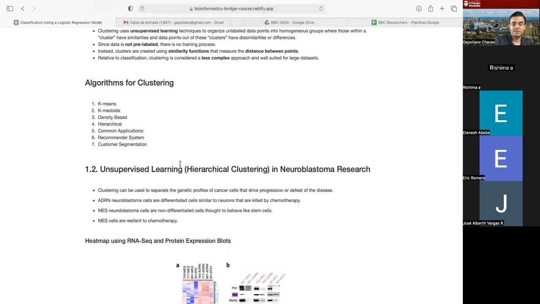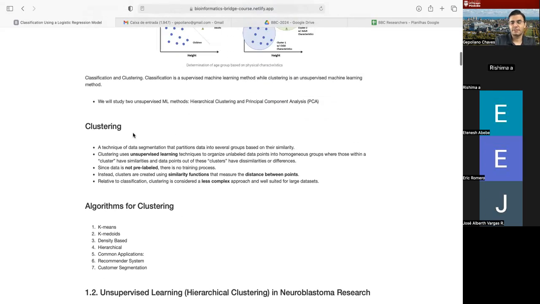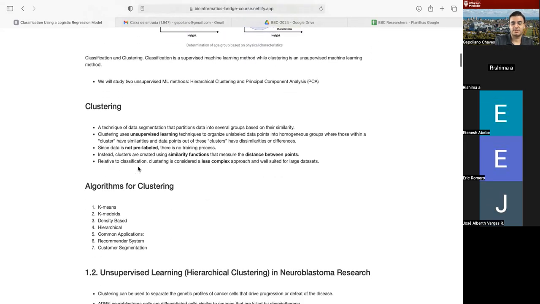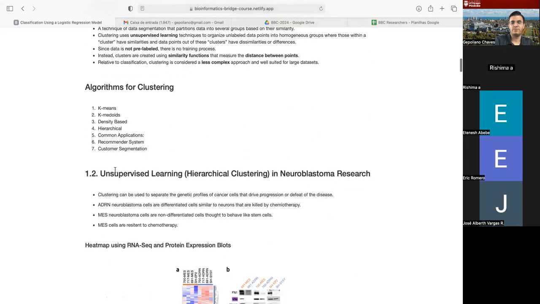So let's now discuss a little bit about the unsupervised method that was used in neuroblastoma research. Do you guys have comments or questions about any of this information that I mentioned here before we move on to hierarchical clustering in neuroblastoma?